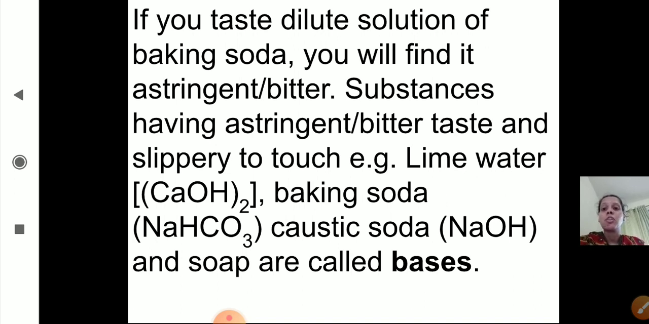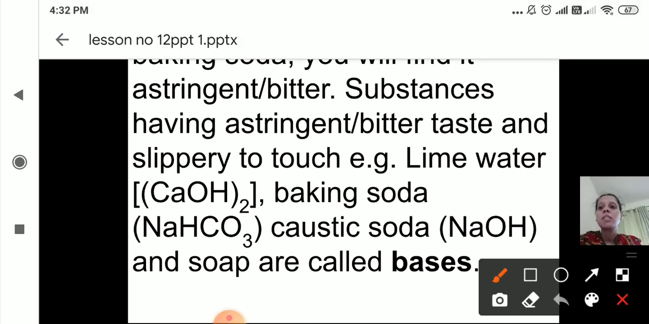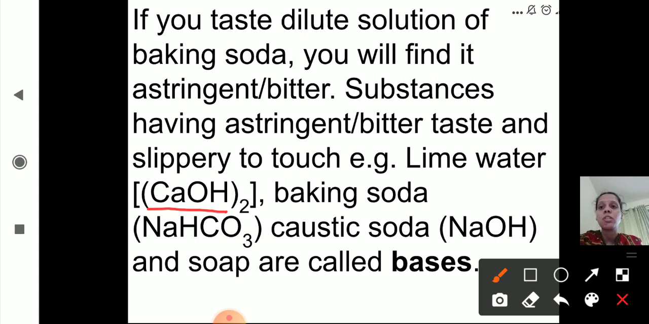Now here is the introduction of bases. Bases taste bitter or astringent. Substances having an astringent or bitter taste and slippery to touch, for example lime water, that is CaOH2, calcium hydroxide, baking soda, that is NaHCO3, means sodium bicarbonate, and caustic soda, means NaOH, that is sodium hydroxide, and soap are called bases. So these are the examples of bases. Bases are bitter or astringent in taste and they are slippery to touch.